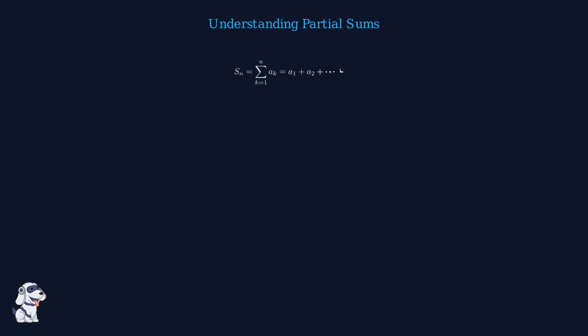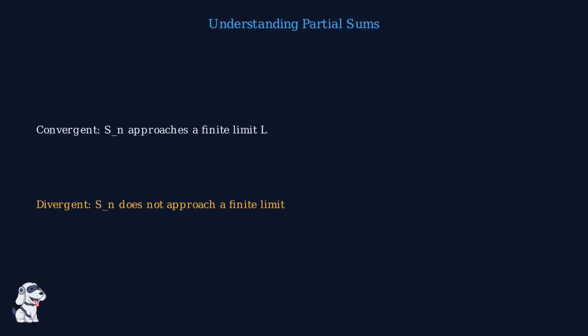To visualize how an infinite series behaves, we use partial sums. A partial sum, S sub n, is the sum of the first n terms of our series. Consider a series where each term adds a specific value. We calculate S sub 1 as just the first term, S sub 2 as the sum of the first and second, and so on. Our framework for convergence is simple. If the sequence of partial sums approaches a single finite number as n goes to infinity, the series converges. If it grows without bound or oscillates, the series diverges.